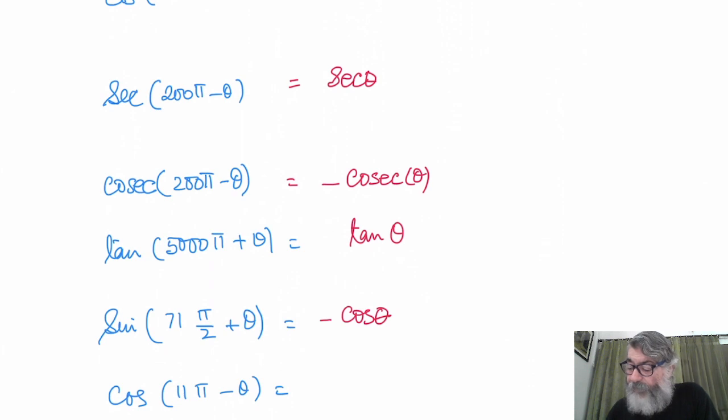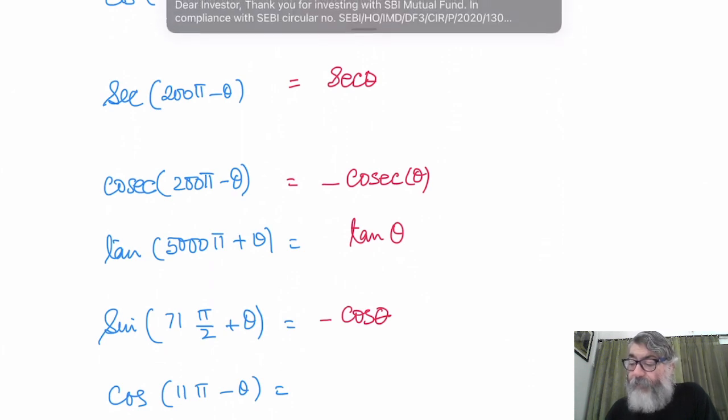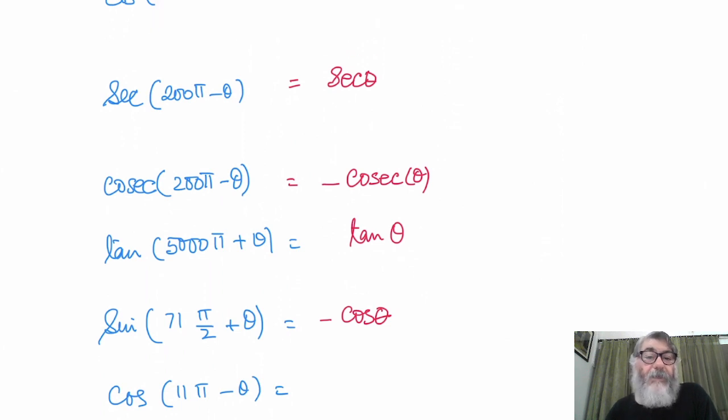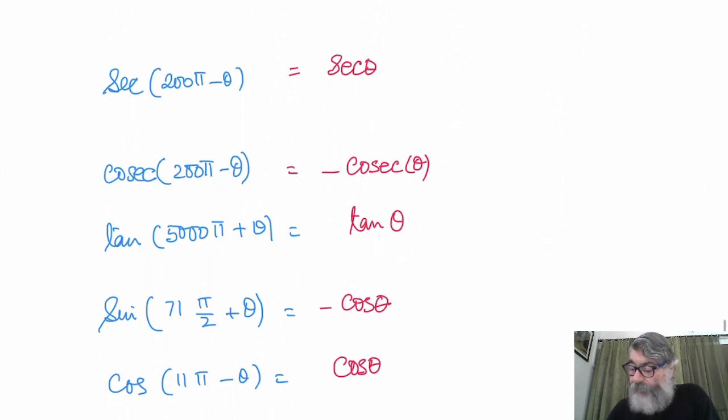Cos of 11 pi minus theta. 11 is an odd multiple of pi, odd multiple of pi will fall along OX dash, and minus theta, second quadrant, and in the second quadrant cos is negative. So it will remain cos theta. You see here sine did not change. In the previous question sine had changed to cos because of pi by 2 plus theta, but here 11 pi is there, so cos remains cos only.